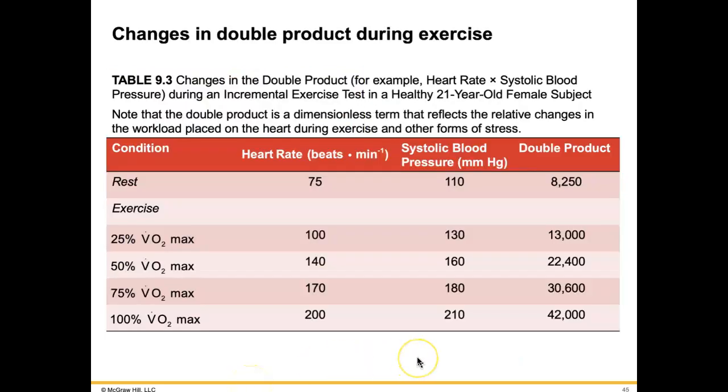And we can see that illustrated in this table here. Here is our heart rate at rest, our systolic blood pressure at rest, and the double product. And note how as we are increasing intensity, so in turn we're increasing our oxygen consumption, that our heart rate is increasing, our systolic blood pressure is increasing, and in turn, the double product is increasing.